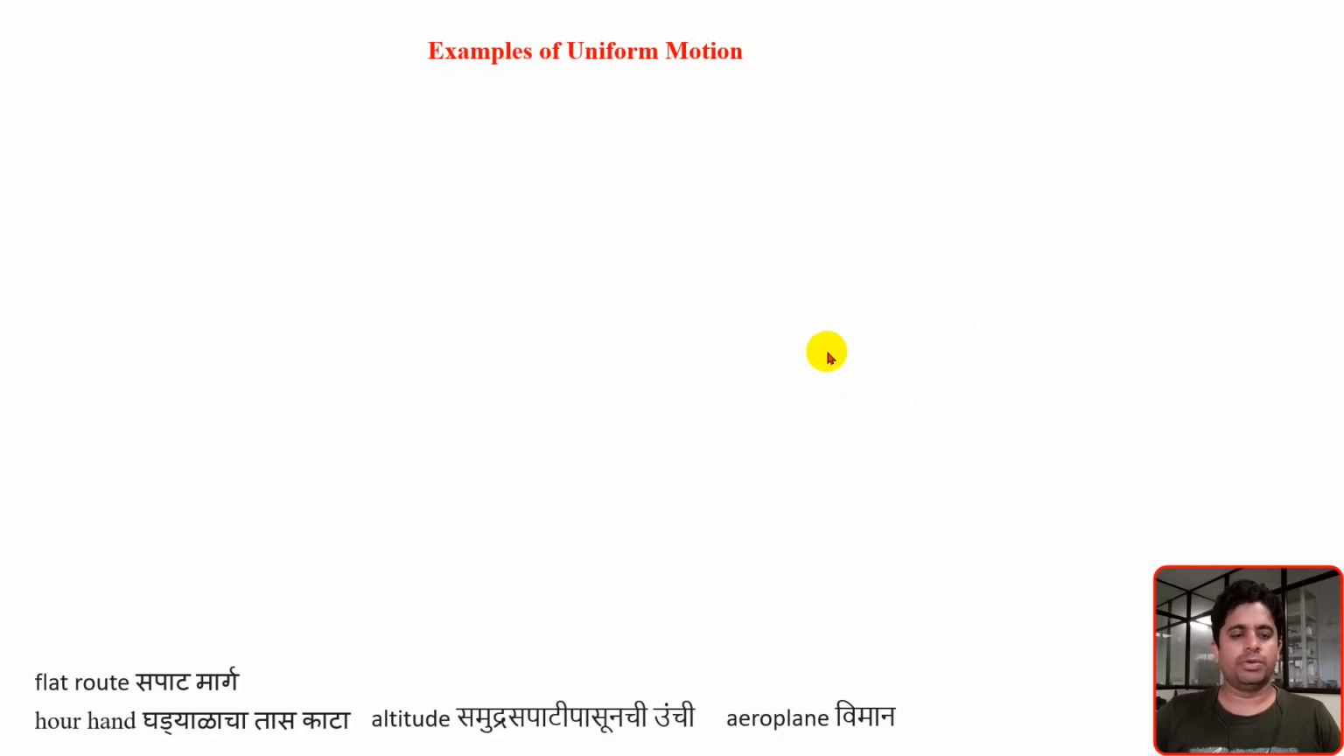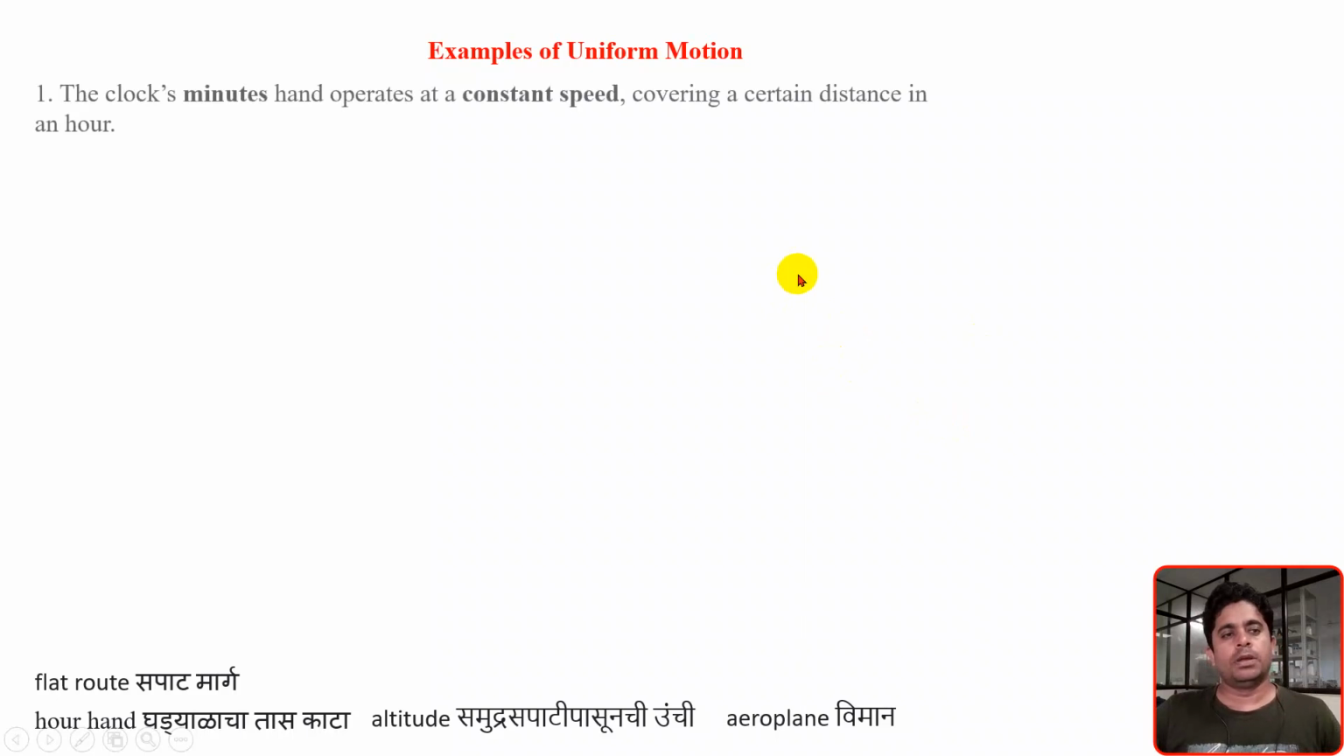Hello everyone, in this video we will discuss examples of uniform motion. The clock's minute hand operates at a constant speed, covering a certain distance in an hour. So, what is the definition of uniform motion?